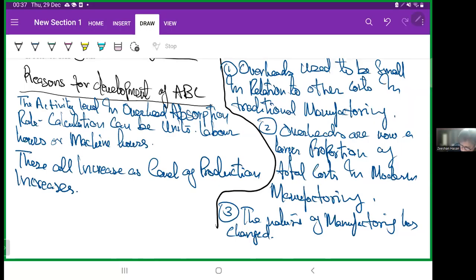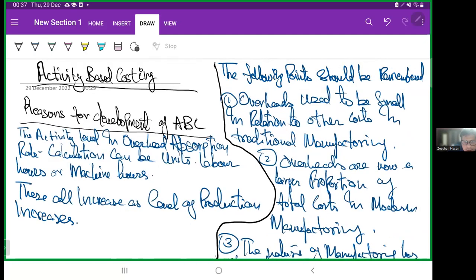Now, we are starting the first area of performance management, that is activity-based costing. Firstly, we need to know the reasons for the development of ABC, that is activity-based costing. Absorption costing, which we covered in our previous management accounting exams, is based on the principle that production overheads are driven by the level of production.